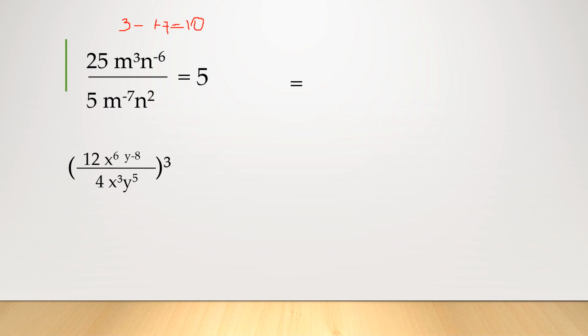Change the sign of the subtrahend and proceed to addition. So maging plus yan, proceed ka na ngayon sa addition. Kaya 10. M raised to 10. Sa n naman, negative 6 minus 2, and that is equal to negative 8. So, n raised to negative 8. So, ngayon, ang n natin ay negative ang exponent. Therefore, ilalagay lang natin siya sa denominator. So, ang nasa taas, 5m raised to 10 divided by n raised to 8.